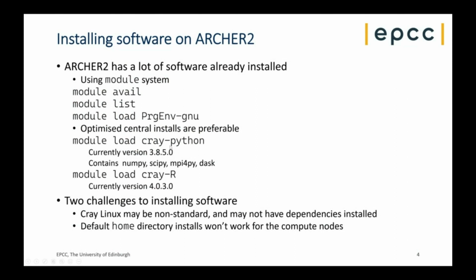One is a version of Python, Python 3.8.5, so it's not the most up-to-date Python, although newer versions will come. But it's optimized for the system, so it's built with optimal, or as optimal as possible, maths libraries and things like that, and we'll come on to that. And there's a version of R which is built in a similar way, R version 4.0.3.